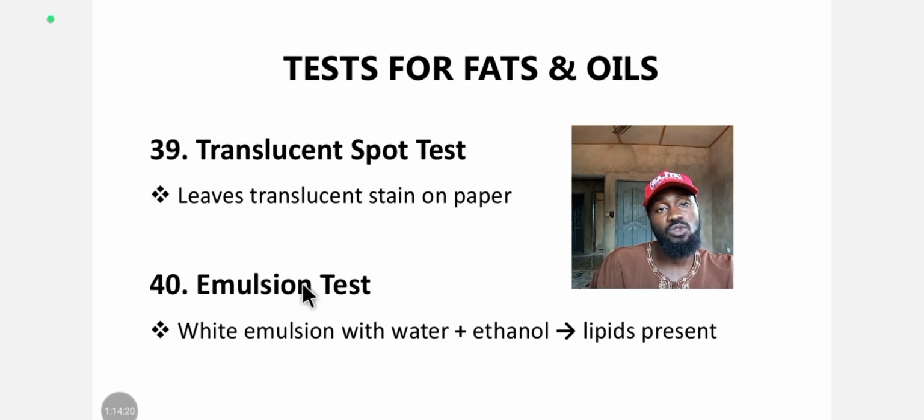The number 40 is the next we have here, still under the test for fat and oil, the emulsion test. White emulsion with water plus ethanol shows that a lipid is present. So when you add water and ethanol to the system and you get a white emulsion, that indicates the presence of lipid.